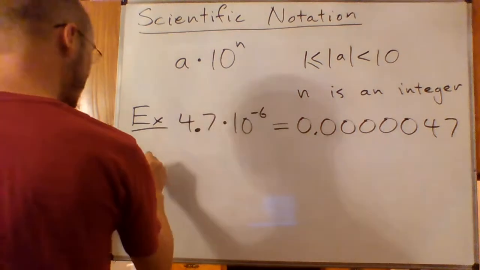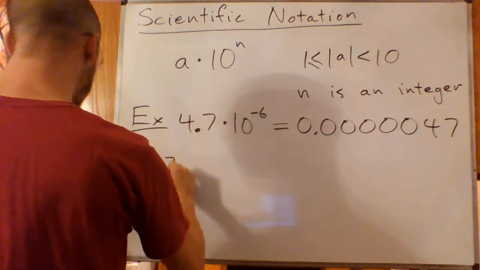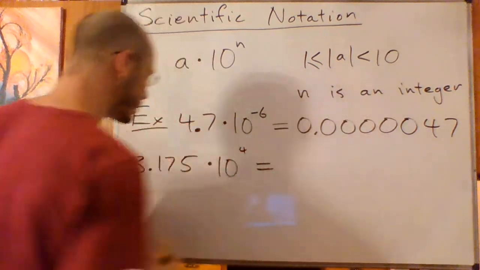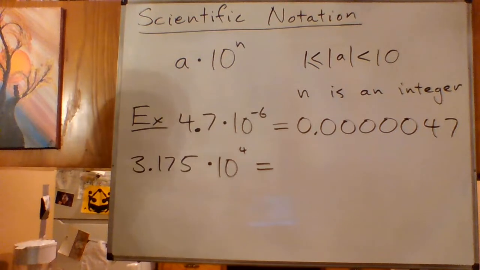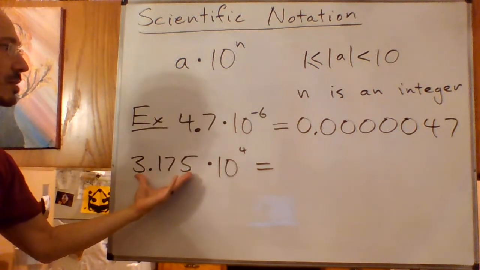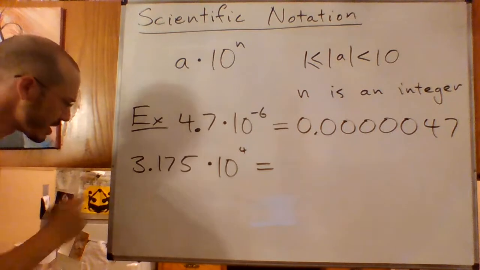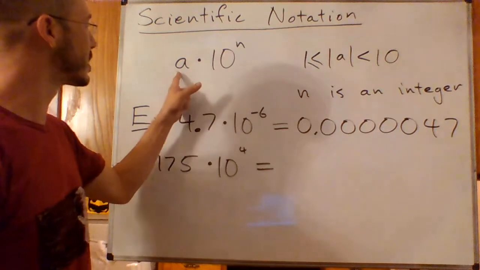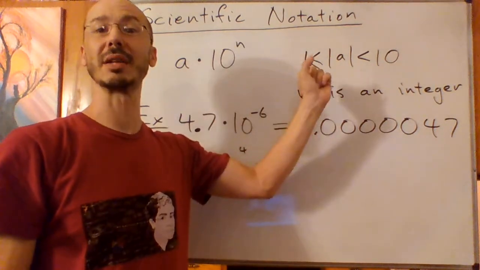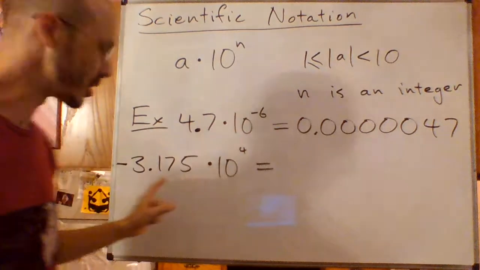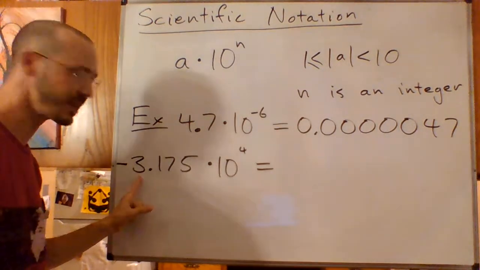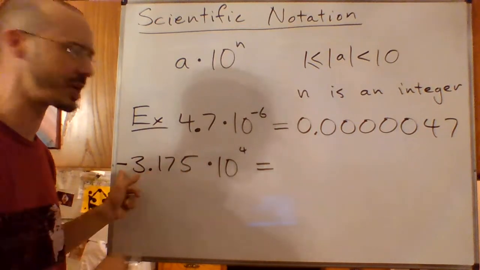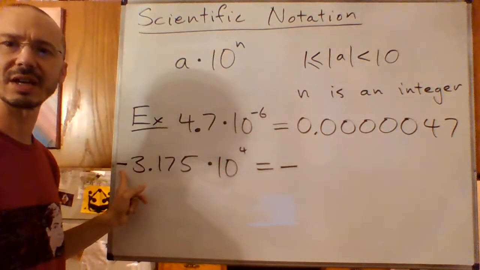Here's one that's big. 3.175 times 10 to the 4th. Not too big, I hope. Here's my number A, my number that's, well, you know, we haven't had an example of this yet. Let's make it negative. So my number A is not between 1 and 10, but its absolute value is between 1 and 10. It has one digit to the left of the decimal point. It's a negative number. That really doesn't make much difference for the notation. It just means that the number is negative.